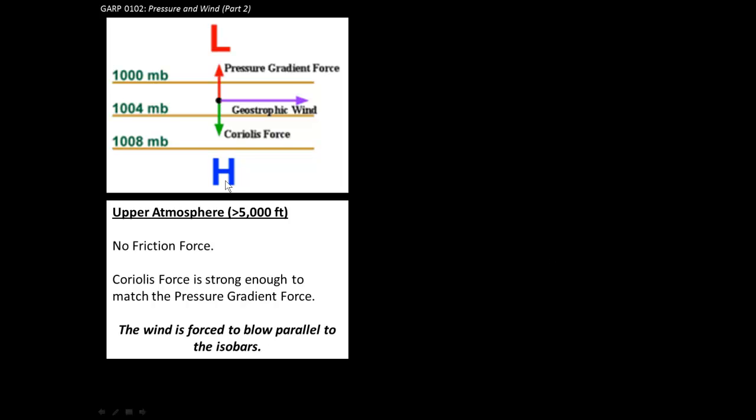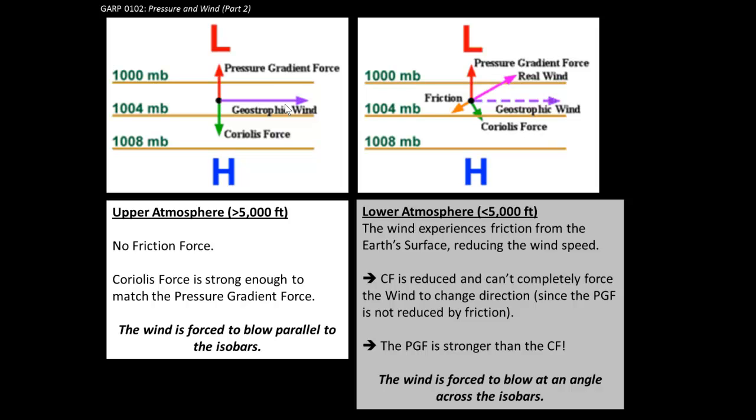So here's the upper atmosphere. No friction force. The Coriolis force is strong enough to match the pressure gradient force, and the wind is forced to blow parallel to the isobars. That's the purple line. In the lower atmosphere, again, there's friction that reduces the wind speed, that reduces the Coriolis force. And now the Coriolis force is weaker, and it is not strong enough to force the wind to change direction completely. You end up with a situation where the pressure gradient force is stronger than the Coriolis force, and the wind has to blow diagonally across the isobars.